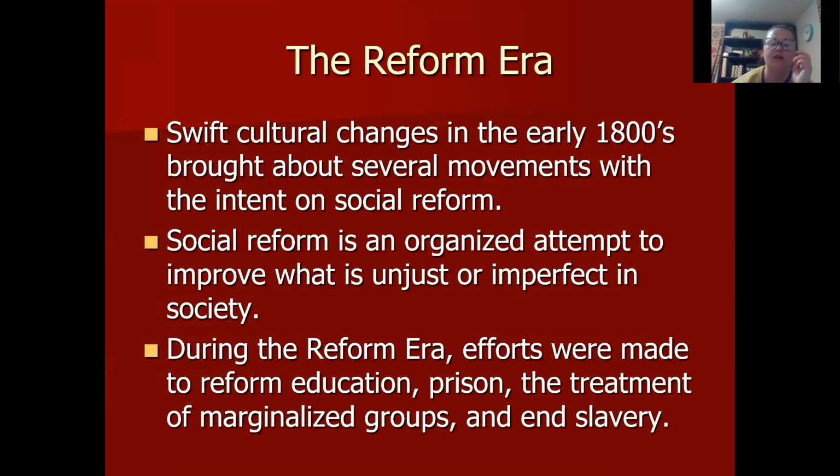All right, so there's a swift cultural change in the early 1800s brought about by several movements with the intent on social reform. Okay, so this is going to be important for you to understand what social reform is. Social reform is an organized attempt to improve what is unjust or imperfect in a society.